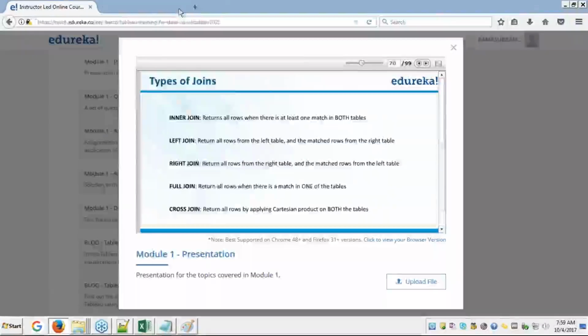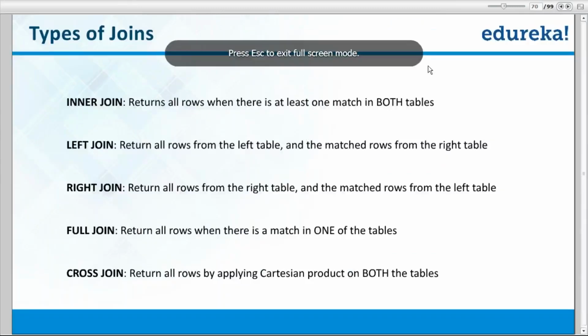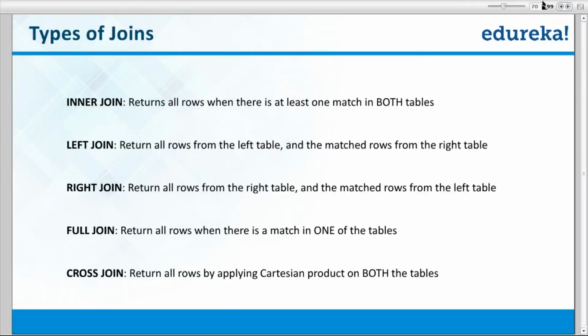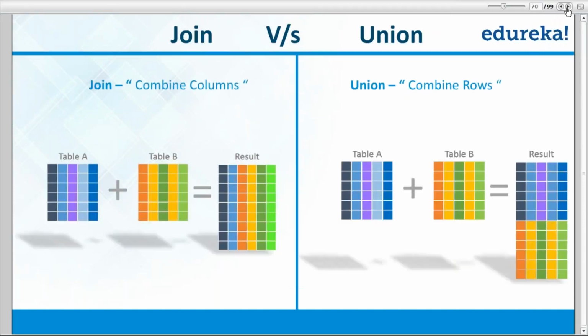So you understand that cross join is nothing but a matrix multiplication, which is going to give you all combinations of the records by applying Cartesian products on both the tables. Irrespective of whether matches are there or not, it's going to give you all records by default. Okay, friends. So you got the concepts of join.